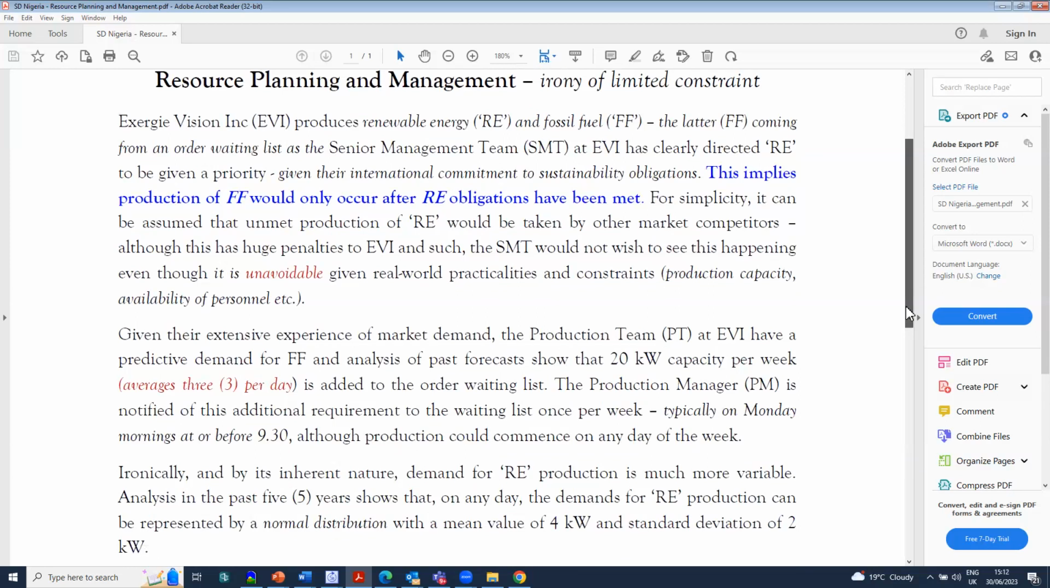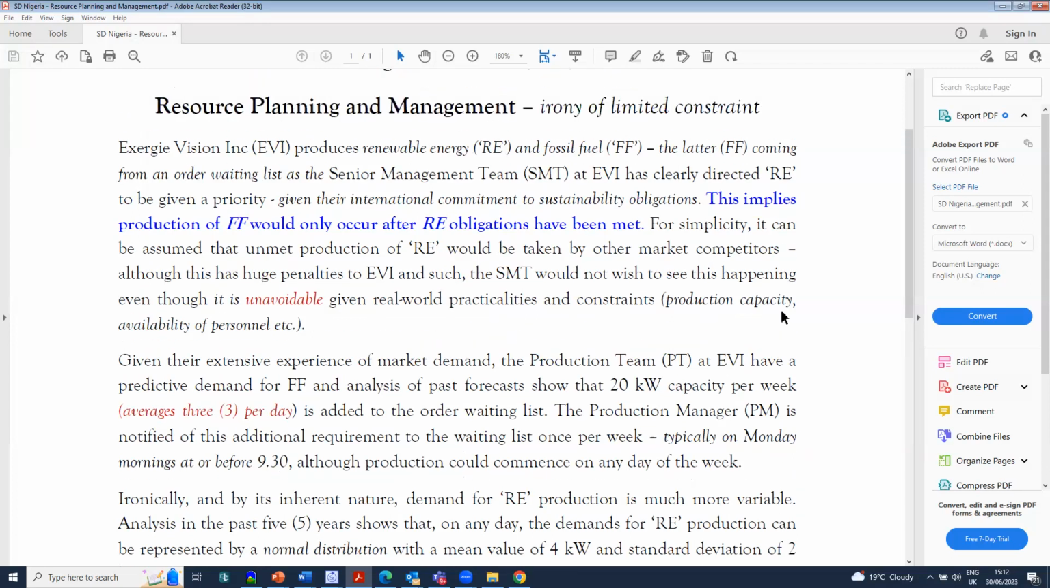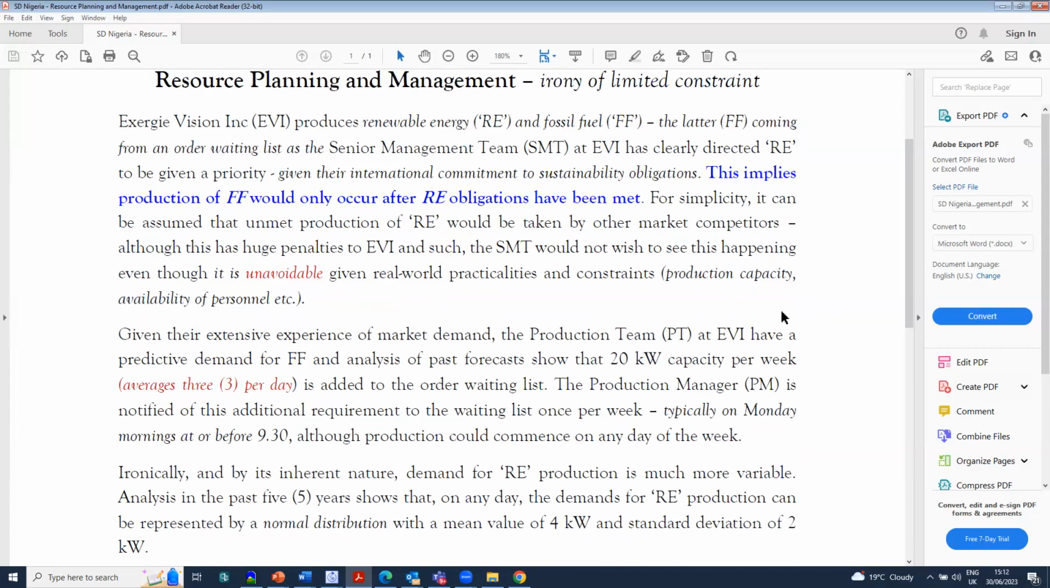But there's a contradiction. If you look at exactly what I've given here, the senior management team have directed that there must be a priority for fossil fuel just because of the issue of energy transition. And I'm sure those of us that are here know very well there is a limitation, there's a dynamics to what we could do as far as this fossil fuel is concerned.